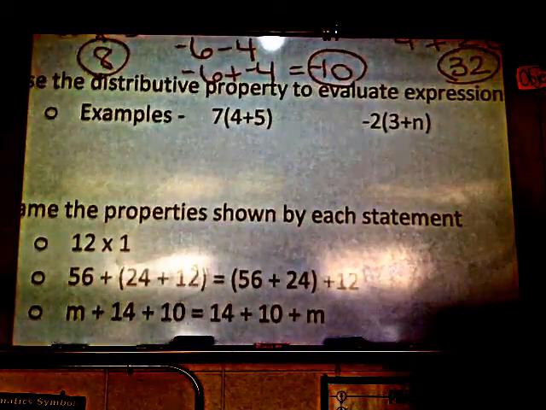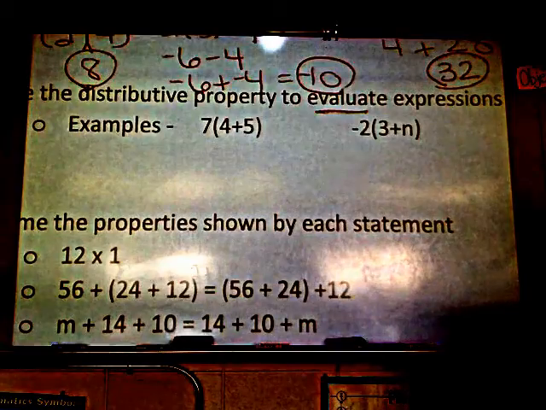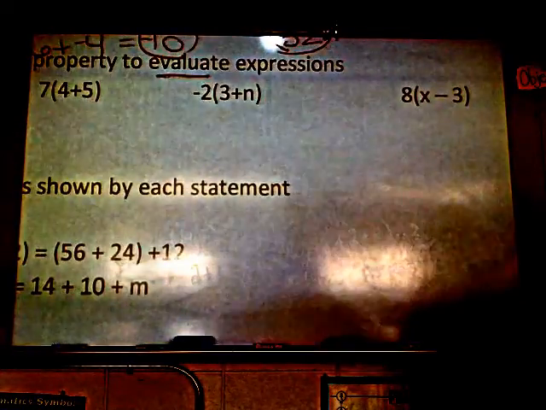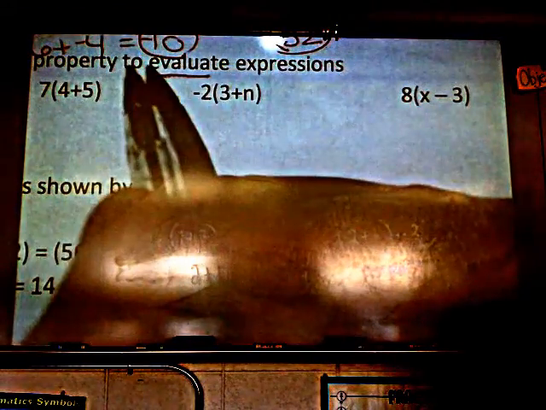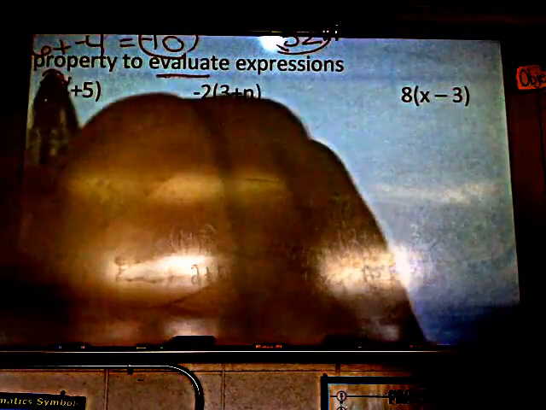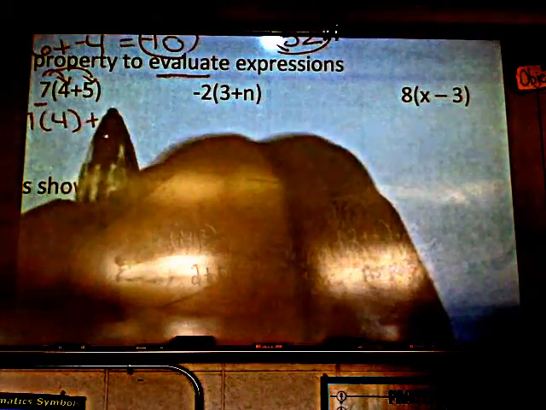Second concept is using your distributive property to evaluate, again meaning to solve for. As you take a look at your study guide, you have specific examples like 7 times the quantity 4 plus 5. Again, we're focusing on the distributive property here, so you want to rewrite it using the distributive property. So I'm going to write 7 times 4 plus 7 times 5.